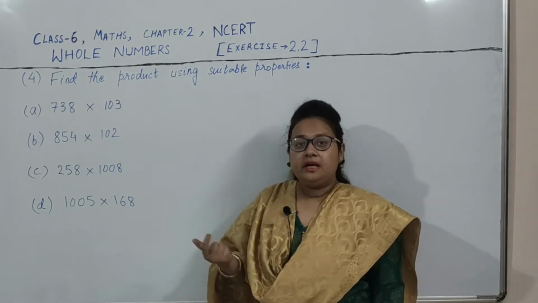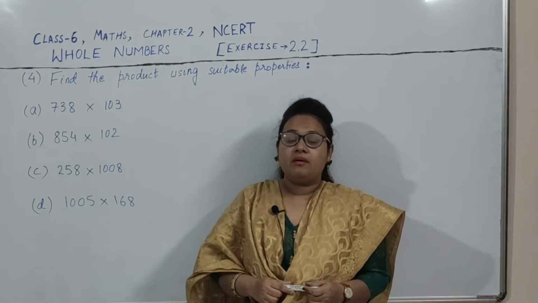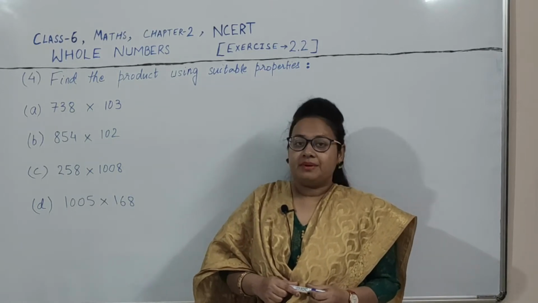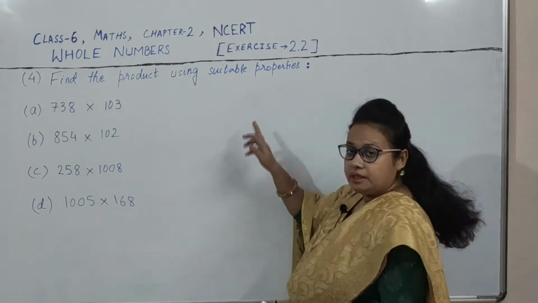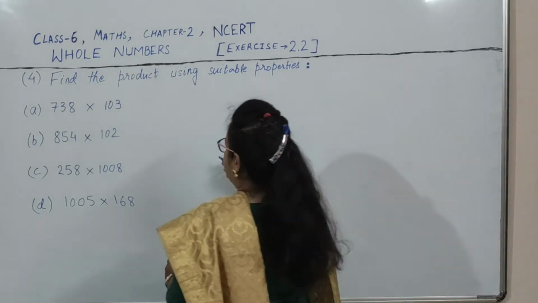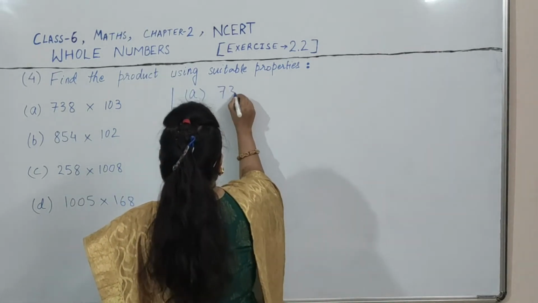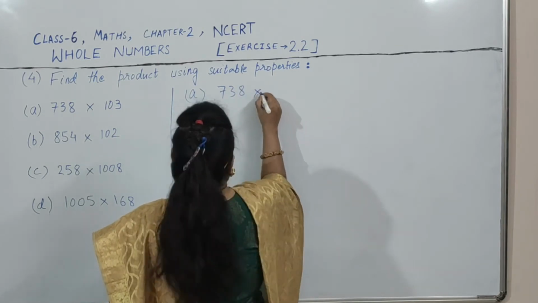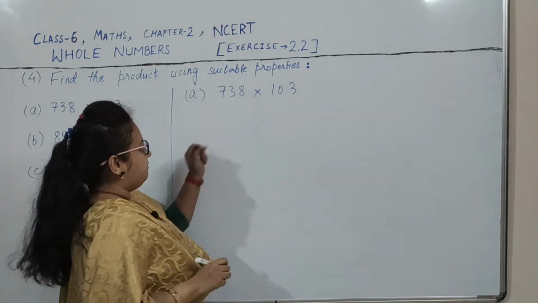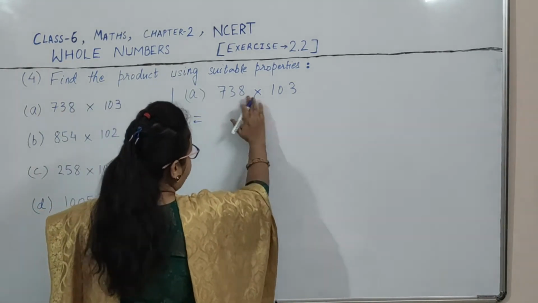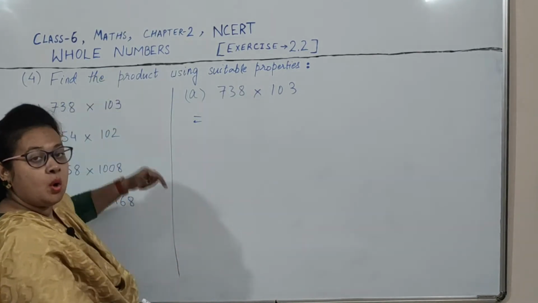Why do we learn those properties of whole numbers? We learn them to make our calculation easier and simpler. You will see how these calculations become easy by using the suitable properties. So let us do question A first: 738 multiplied by 103. We will not do this multiplication directly; we have to find the product of these two numbers using the suitable properties of whole numbers.